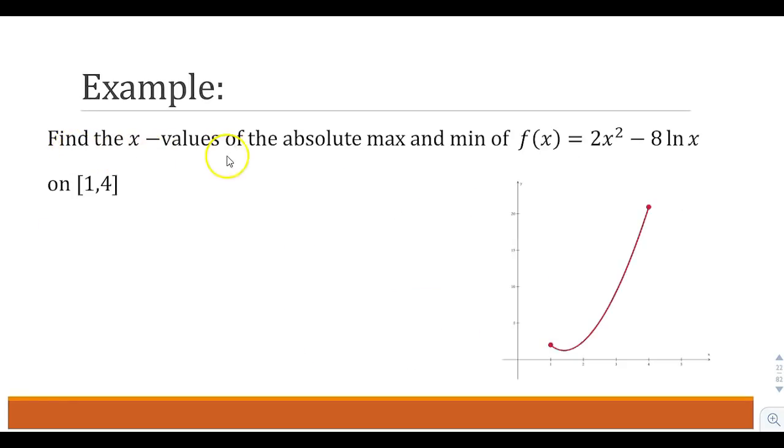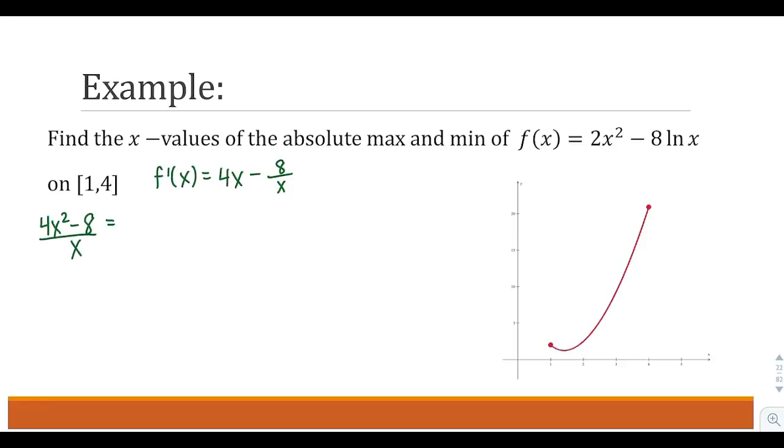Here we find the x values of the absolute max and min, given f of x is 2x squared minus 8 natural log x on the interval from 1 to 4. So we'll ignore the graph. We'll start by taking the derivative. F prime of x is equal to 4x minus 8 over x. And to set this equal to 0, or find where it's undefined, we need to combine these two terms and get one rational expression. So I have 4x squared minus 8 all over x.